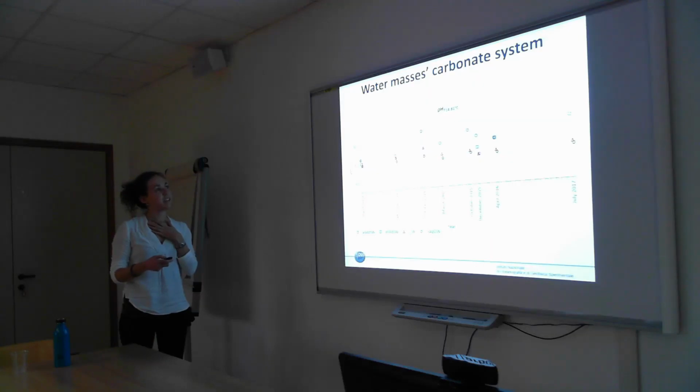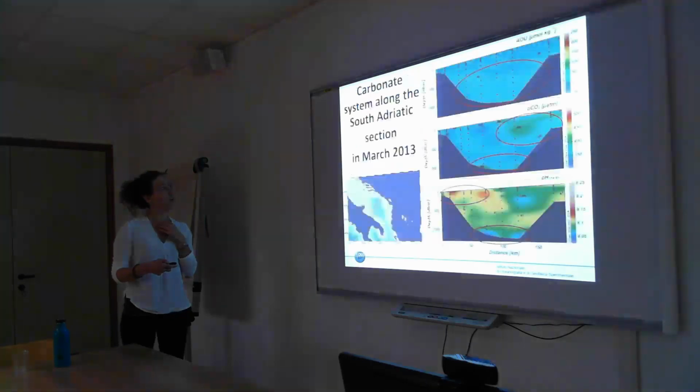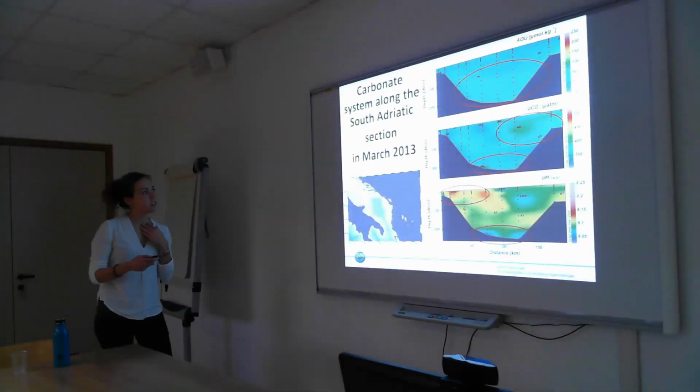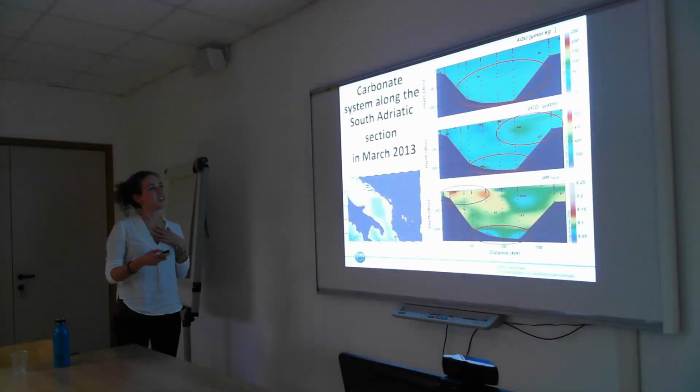Here we calculated the pH at a constant temperature to eliminate again the effect of temperature on pH. And we can see that the highest values are for the western surface waters, and the lowest are for the dense waters. Where are those? Those are transect two of the 4 cases that we had of the complete transect of the South Adriatic.